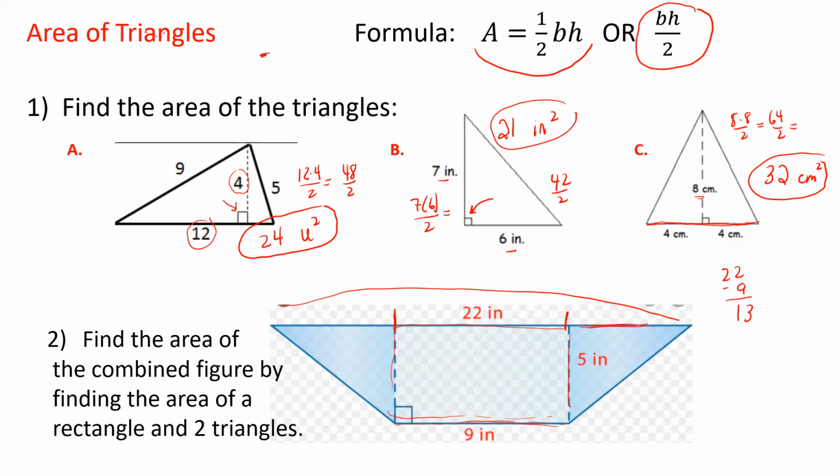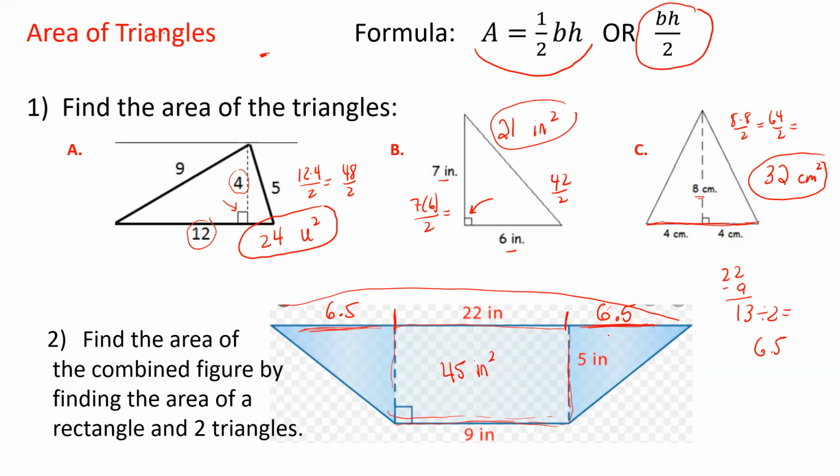So that means this is half of 13, and this is half of 13. So half of 13 is 6.5. So each of these triangles have a base of 6.5 and a height of 5. So let's start with a rectangle in the middle. So rectangle with dimensions 9 by 5 is 45 inches squared.